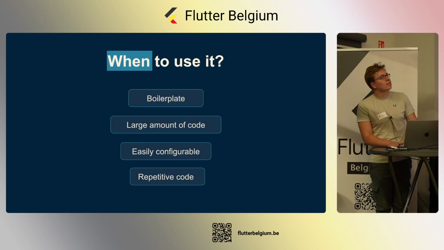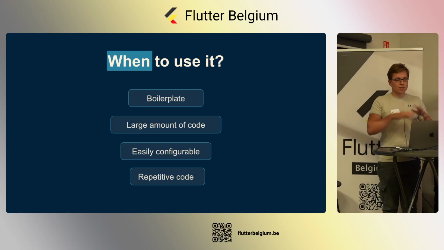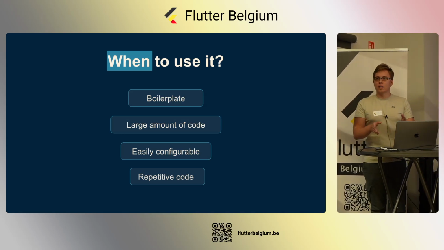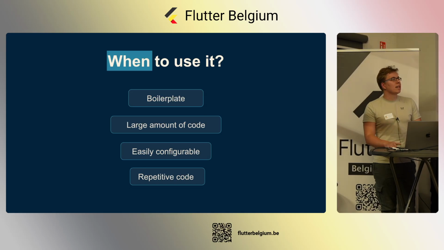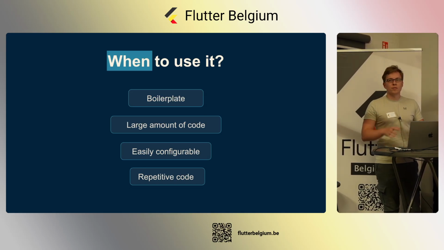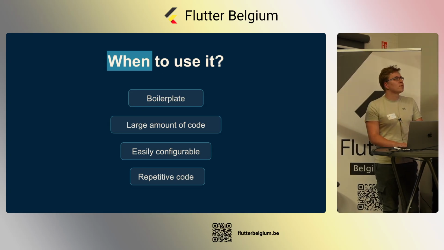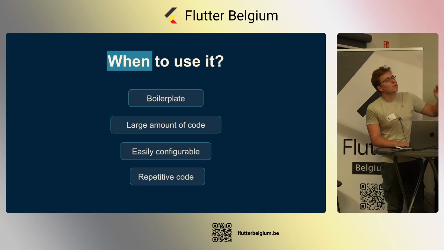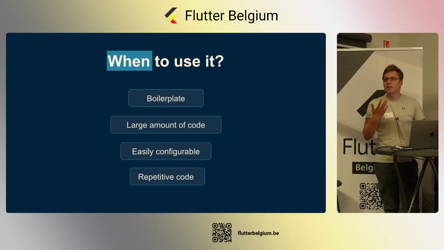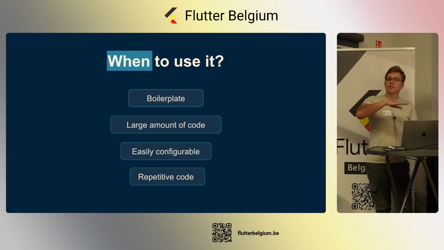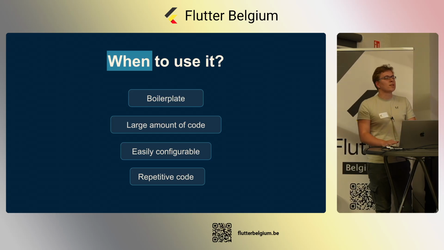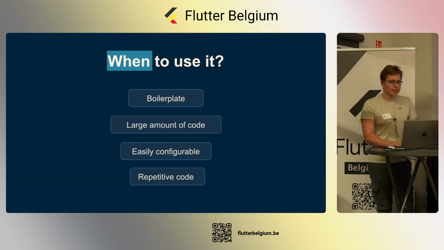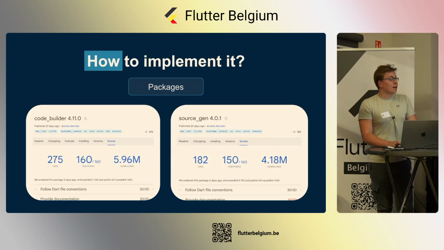What I mean with that is there's not a lot of parameters, like you know exactly the output you want to get. It's always going to be the same. There's no thinking that has to happen. You just switch out some variables, and then you get the result that you want. And yeah, repetitive code, a little bit the same as boilerplate, but if you're adding a line to a class every day, then maybe you should automate that process instead of doing that every time.